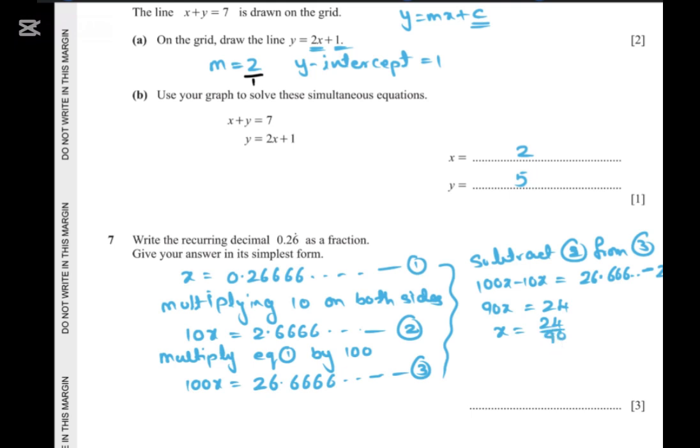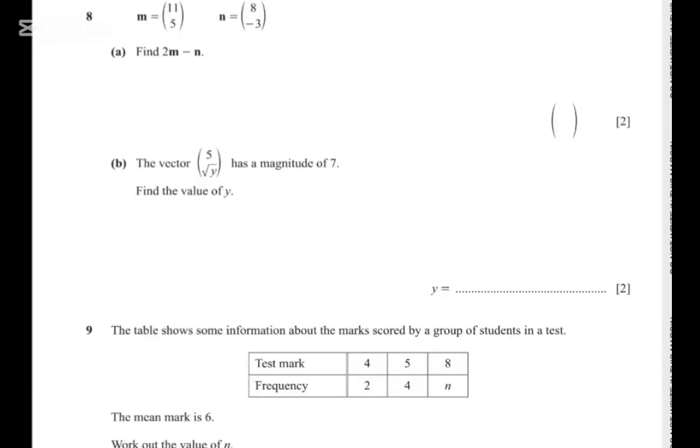If you simplify by dividing 24 by 2 and 90 by 2, you get 12 by 45. Then we can divide by 3. 3 times 4, 3 times 15. So it is 4 by 15. This is the simplest form of the fraction which we got from this recurring decimal. Question 7 is done.